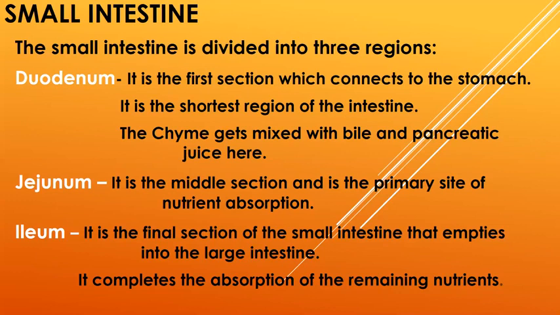The middle section, jejunum, is the primary site of nutrient absorption. The third part is ileum. It is the final section of the small intestine that empties into the large intestine. It completes the absorption of the remaining nutrients.